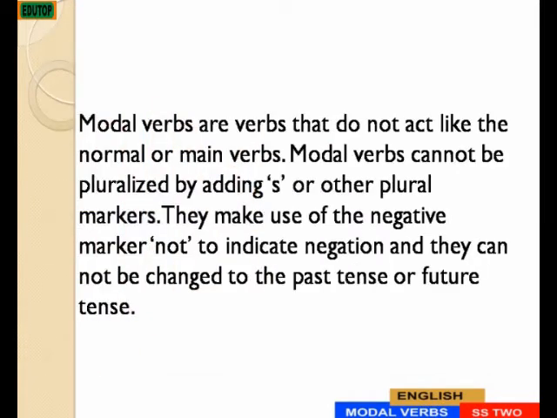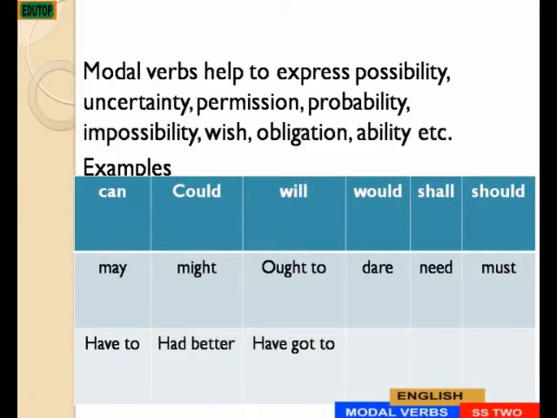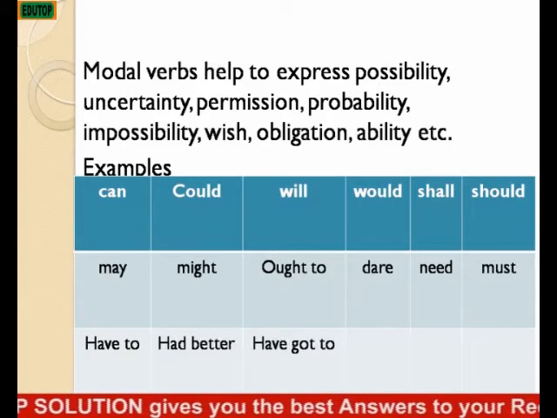Modal verbs are verbs that do not act like the normal or main verbs. Modal verbs cannot be pluralized by adding s or other plural markers, and they make use of the negative marker not to indicate negation and cannot be changed to the past or future tenses. Modal verbs help to express possibility, uncertainty, permission, probability, impossibility, wish, obligation, ability, etc.